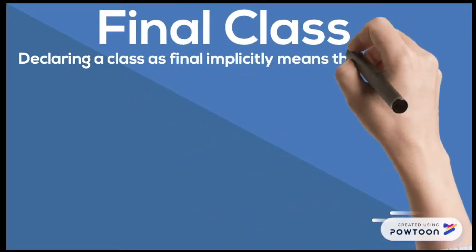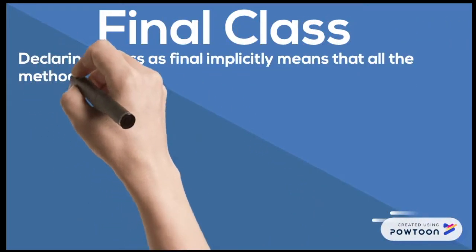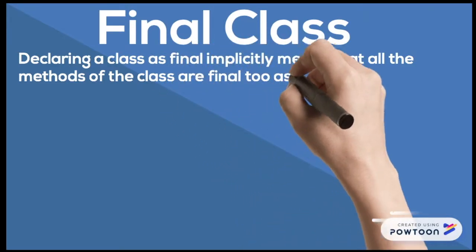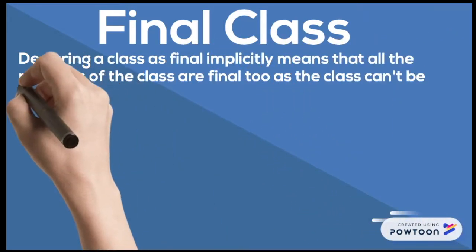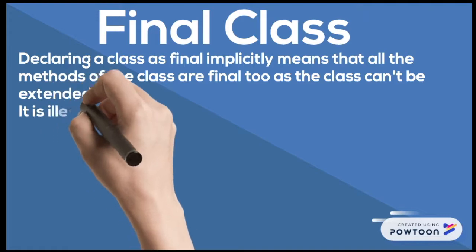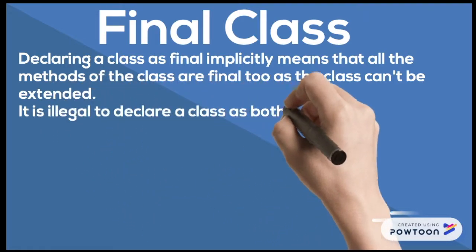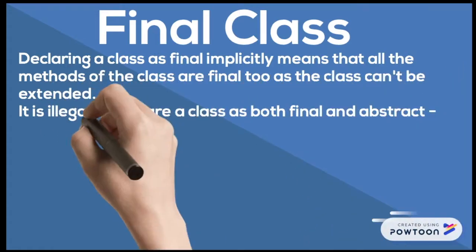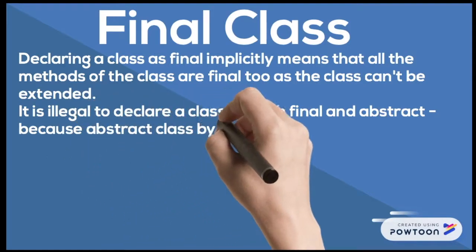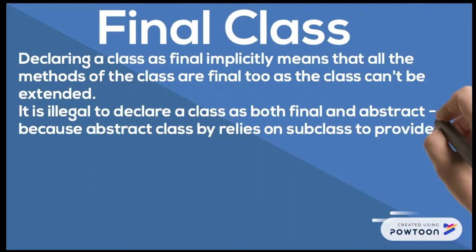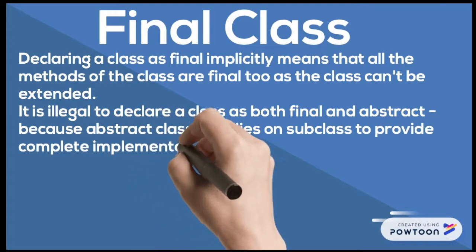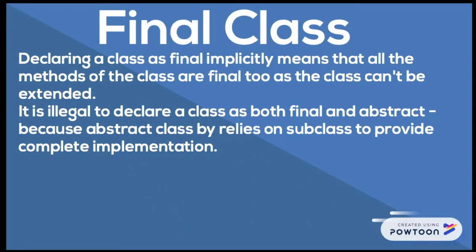Declaring a class as final implicitly means that all the methods of the class are final too, as the class cannot be extended. It is illegal to declare a class as both final and abstract, because an abstract class relies on the subclasses to provide complete implementation, right? So we cannot declare both at one time.